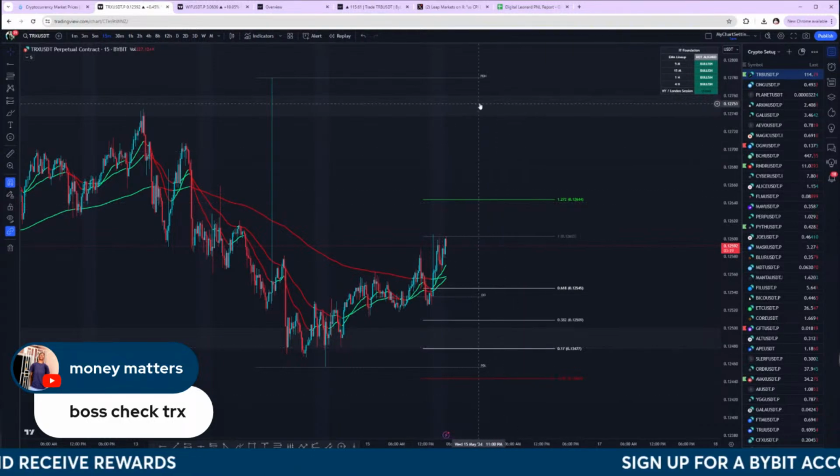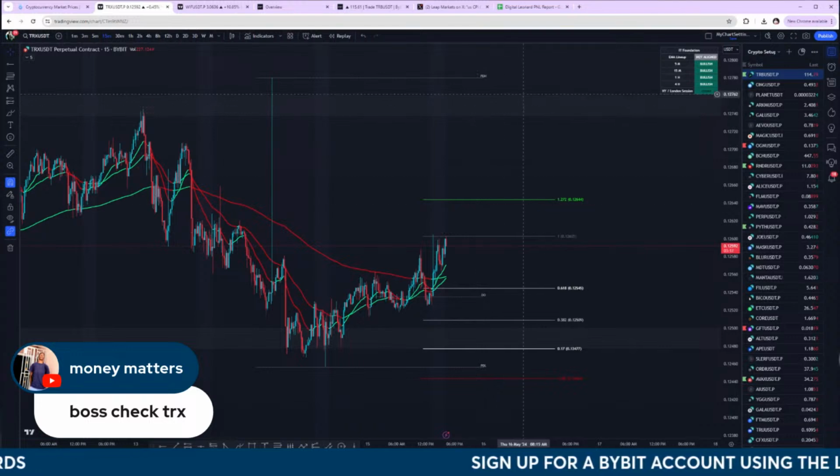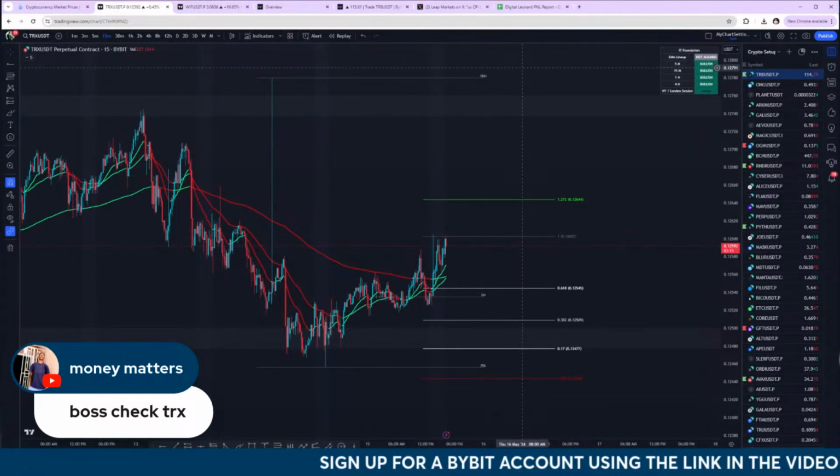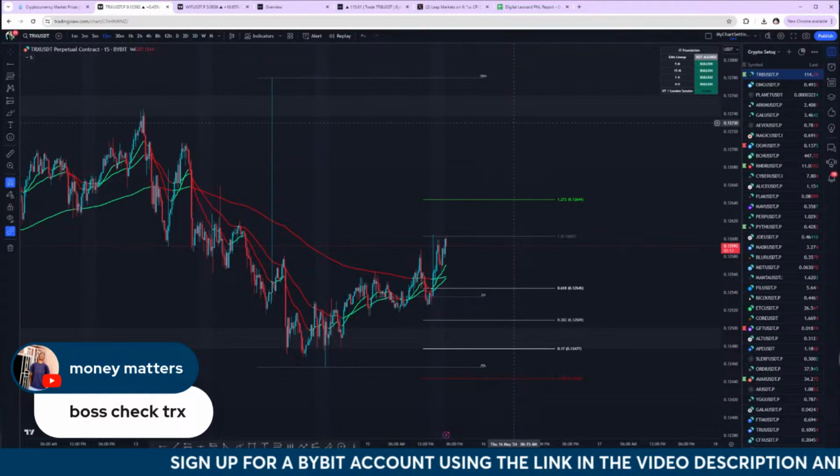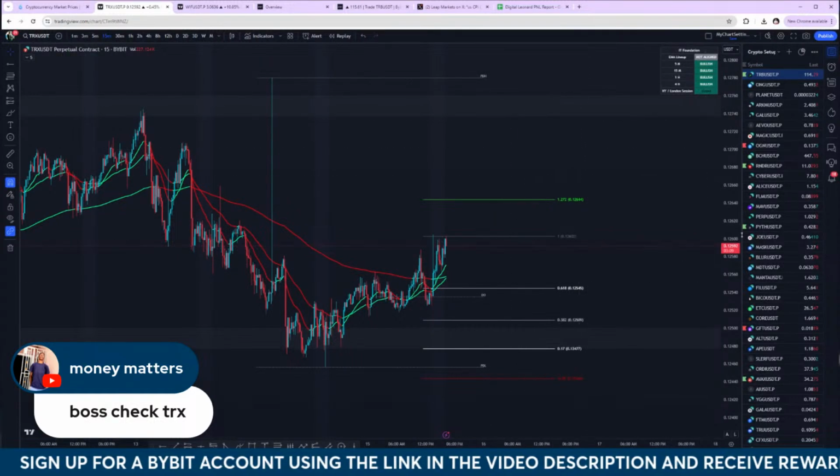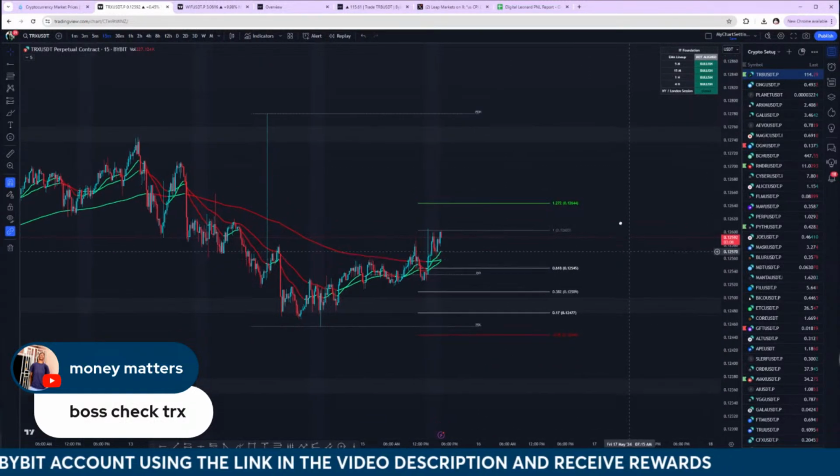Maybe I will adjust this Fibonacci retracement so that I can get TP1, 2, 3, maybe to something else. I don't know, but I will adjust it and see what happens.